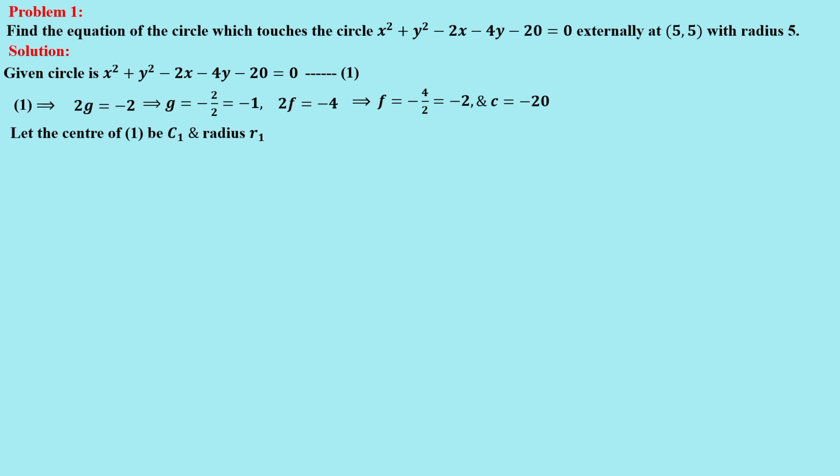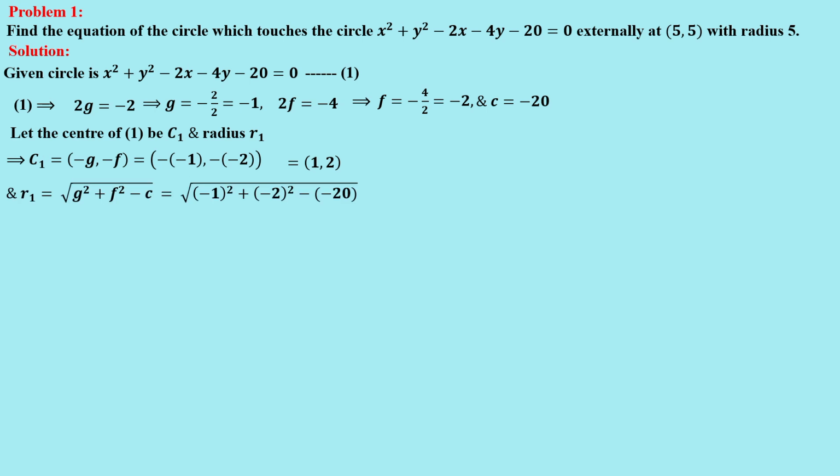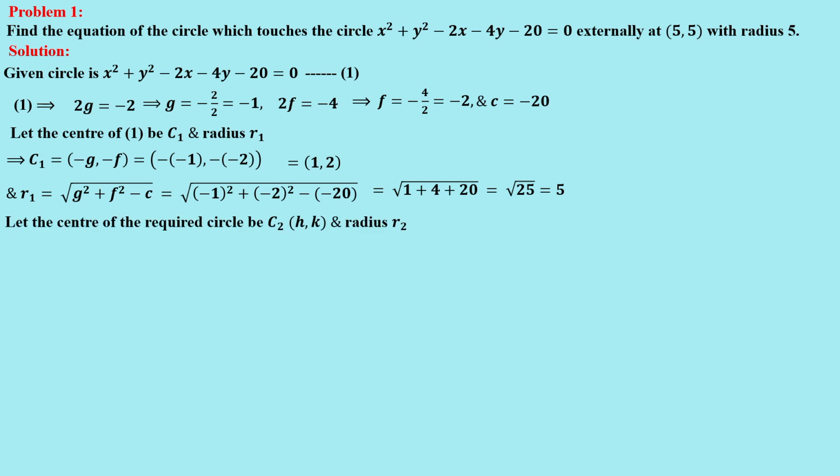Let the center of 1 be c1 and radius r1. So c1 is minus g, minus f, that is equal to minus of minus 1, minus of minus 2, that is 1 comma 2. And the radius r1 is equal to root of g square plus f square minus c, that is root of minus 1 square plus minus 2 square minus of minus 20, that is equal to root 25, that is equal to 5.